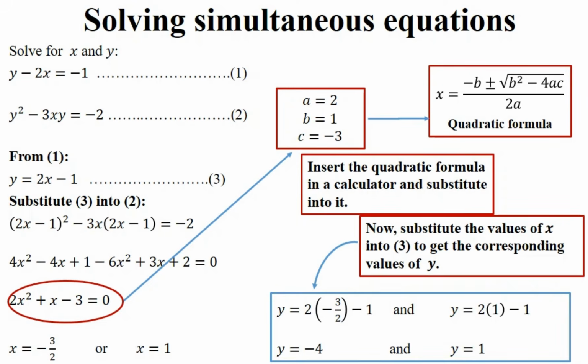When we substitute negative 3 over 2 into equation 3, we put that value in place of x, and then we get our y as negative 4. Then if we take another value of x, which is 1, and put it in place of x in equation 3, then we get our value of y as 1.